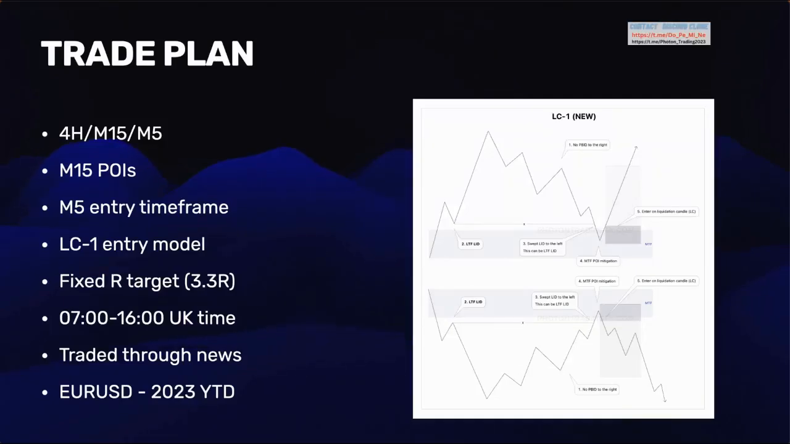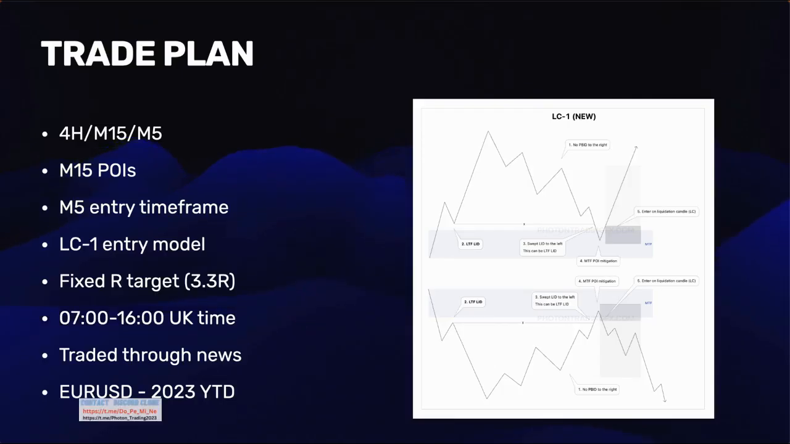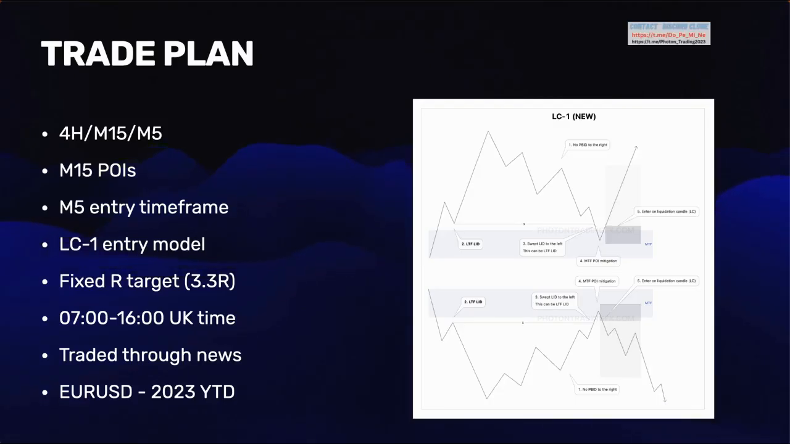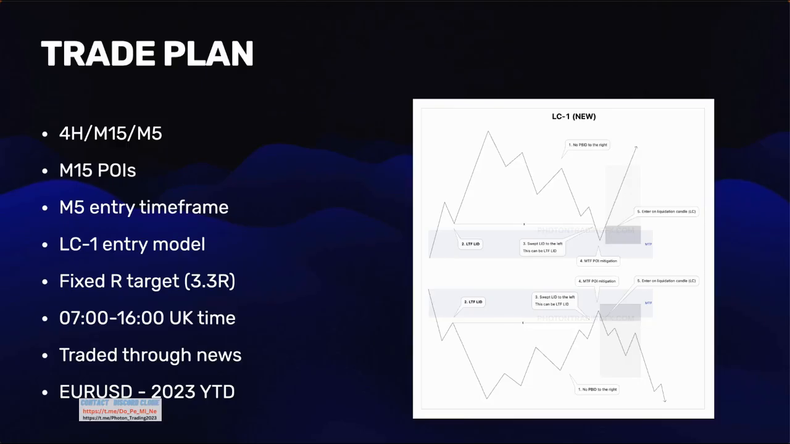So same as LC2A, you guys should know 4 hour as your higher time frame. I use the M15 as my medium time frame, so that's the main time frame. The M15 is where I'm using my directional bias, and I'm trading from those M15 POIs. So you must wait for an M15 POI mitigation, and then I look for the entry model on the M5 playing that M15 POI. Obviously the LC1 entry model, you guys should now be very familiar with that, using that lower time frame led to the left in very specific scenarios.